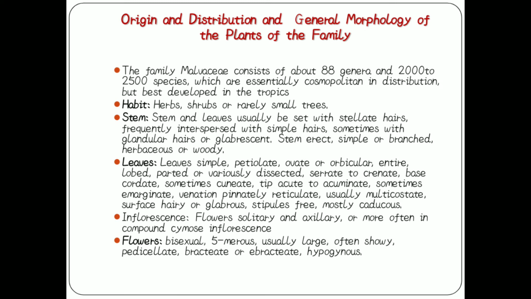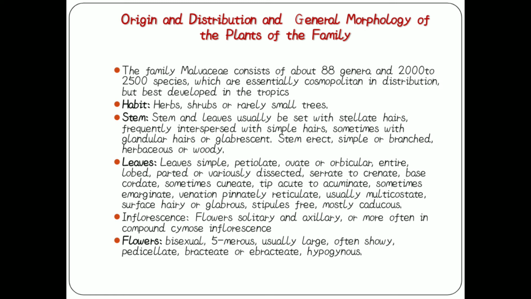Habit: Malvaceae plants are herbs and shrubs, but rarely small trees also. The stem of these family plants is woody. Stem and leaves usually have stellate hairs, frequently interspersed with simple hairs, sometimes with glandular hairs, or glabrescent. Stem is woody, erect, simple and branched.